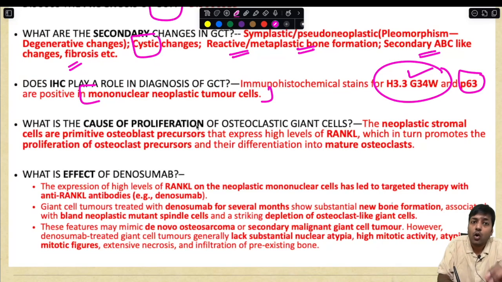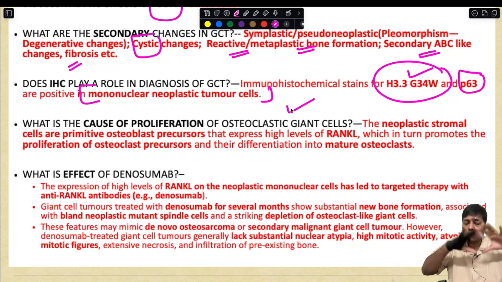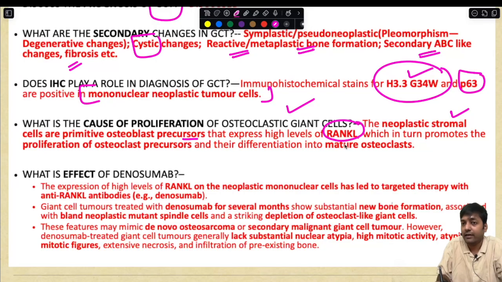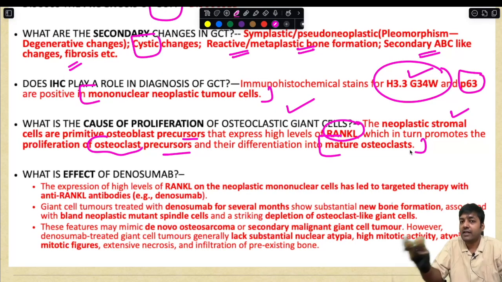So what is the cause of proliferation of osteoclastic giant cells? Why in this tumor, among so many tumor cells, is this osteoclastic giant cell proliferating? The neoplastic stromal cells are the primitive osteoblast precursors which express a high level of RANK ligand. This RANK ligand in turn promotes the proliferation of osteoclast precursors and therefore helps in their differentiation and proliferation into the mature osteoclastic giant cells that we see. So this is the pathogenesis behind it.